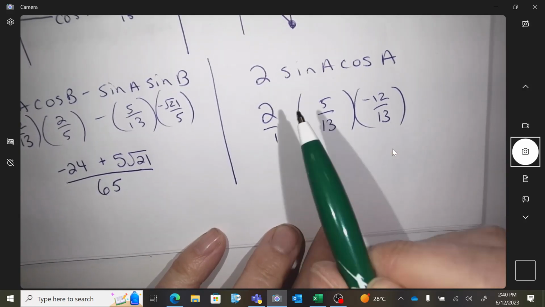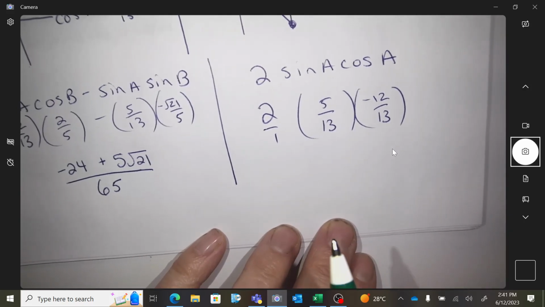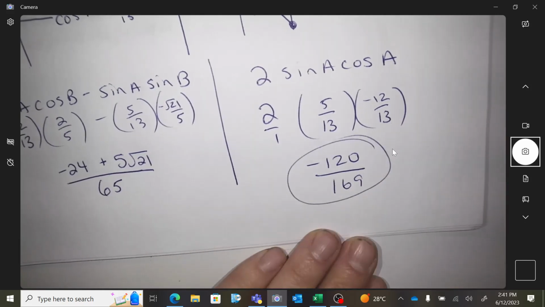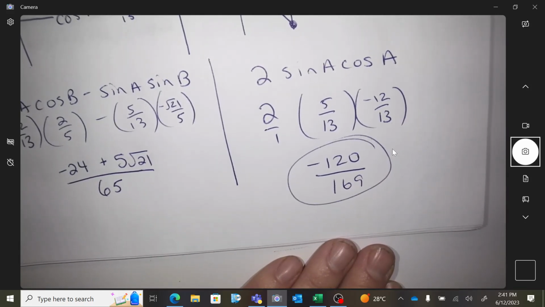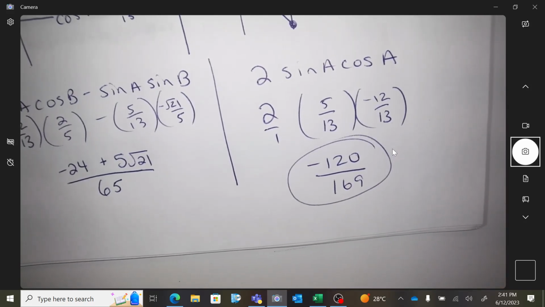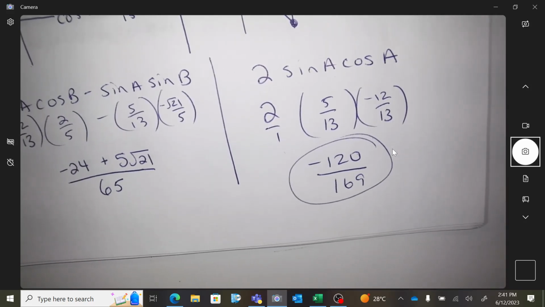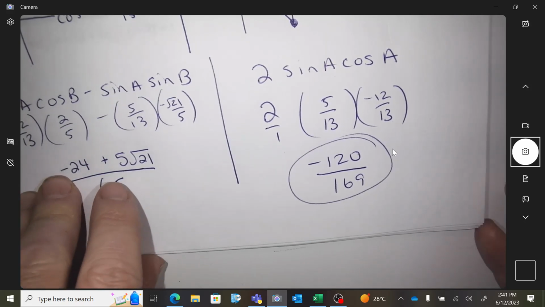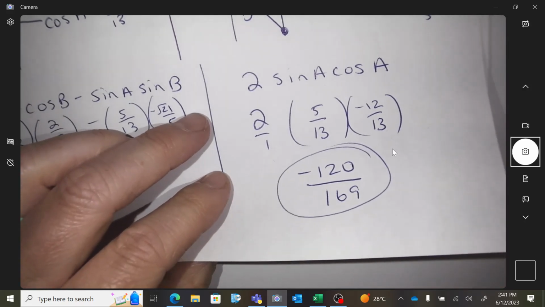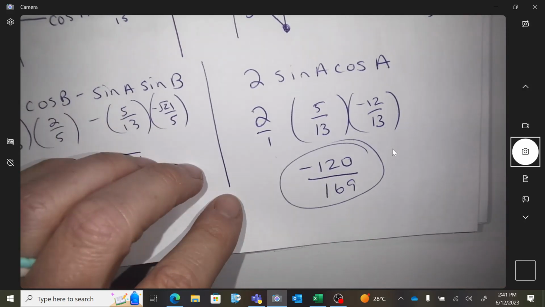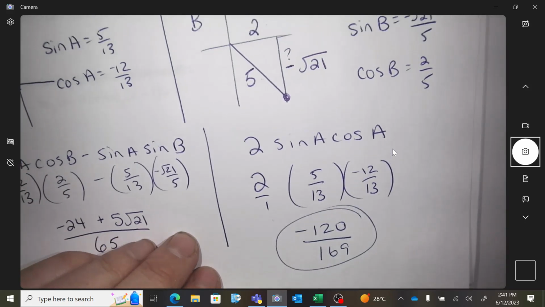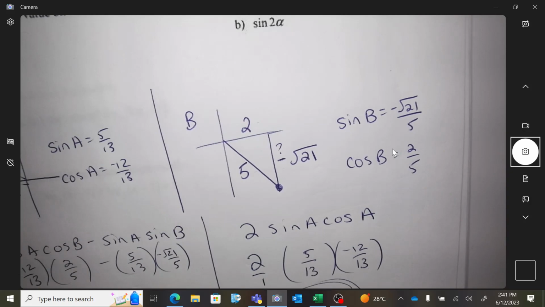So the top is the 2 times the 5 times the -12. So 2 times 5, 10 times -12, and then 1 times 13 times 13. And that's it. So do you understand that?